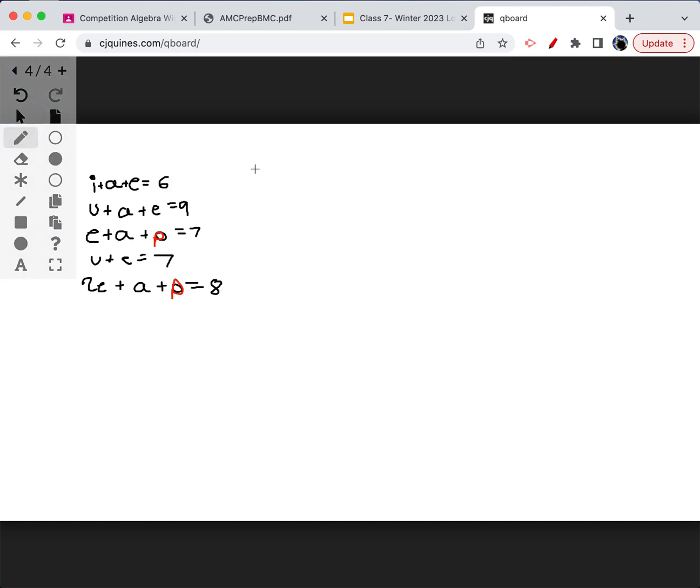So once again, what we want is 2p plus a plus e. So we'll solve for that. The first thing we do is look at this first equation: i plus a plus e is equal to 6. Notice that the variable i doesn't show up in any of these equations below. So that means that if we isolate either of these variables, it won't help solve the system of equations, if that makes sense.